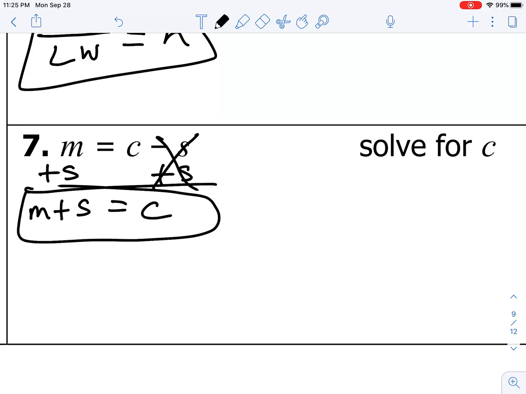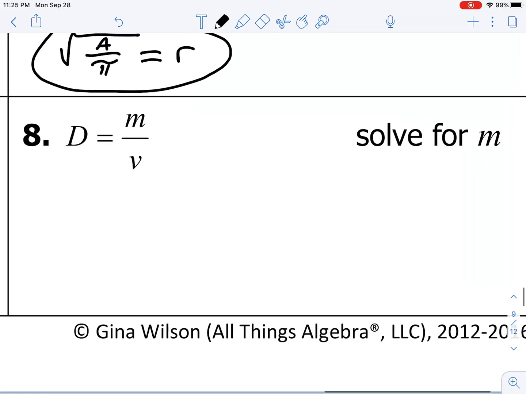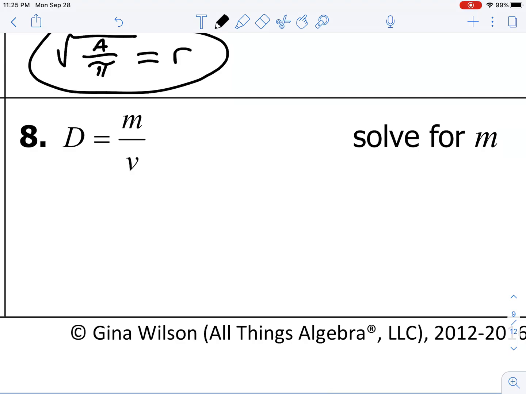All right, number 8. Okay, so we have a letter on the bottom of the fraction. We need to solve for M, which is on top of the fraction. Remember, to get rid of the bottom of the fraction, you have to multiply by the bottom of the fraction on both sides. So we're going to multiply by V on both sides. So that's going to now be gone. And I'm going to go ahead and switch the letters around. I usually put them in alphabetical order. So instead of VD, I'm going to put DV. Equals, and the M just drops down.